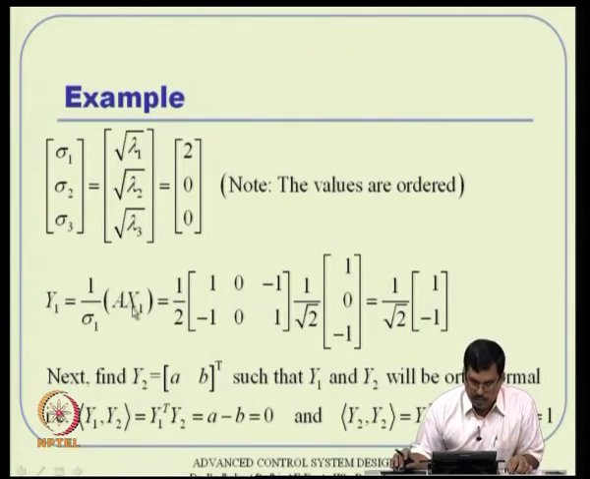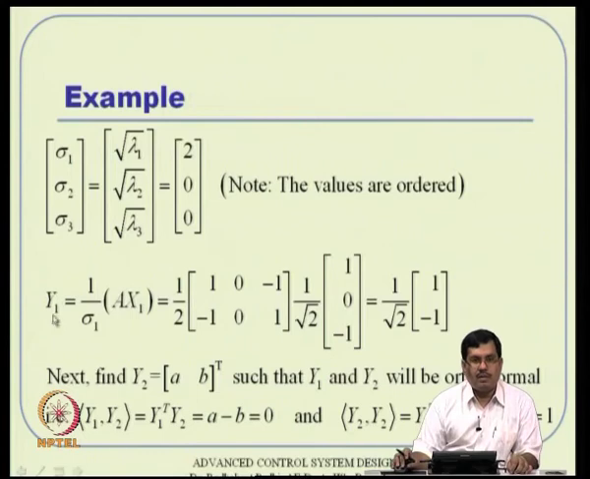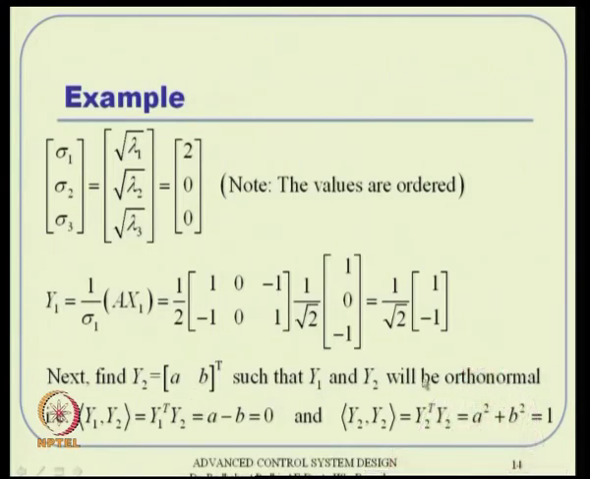So, what about y2 now? We have to extend this y1 to y2 in such a way that y2 will be orthonormal to y1, that is the condition. So, let me start with y2 as (a, b) column-wise. So, I put a transpose here. That means a and b are column-wise next to each other. So, I find y2 in general such that y1 and y2 will be orthonormal. That means the inner product between them is going to be 0 and the inner product between y2 and y2 has to be 1, that is the condition.